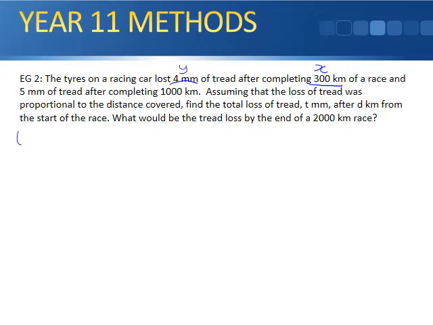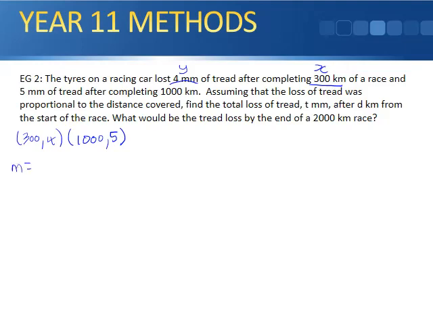So let's write 2 points, 300, 4, and the other point is 1,000 and 5. Now it says, assuming the loss of tread was proportional to the distance covered, in other words, a straight line, and the total loss of tread, T mm, after D kilometres from the start of the race. Well, what would the tread loss be at the end of a 2,000 kilometre race? So we need to find our equation.